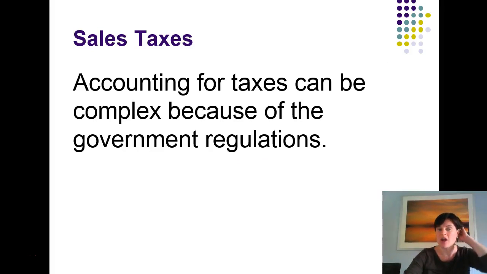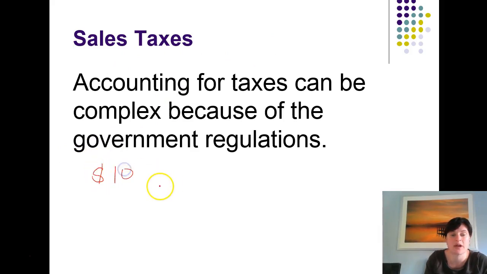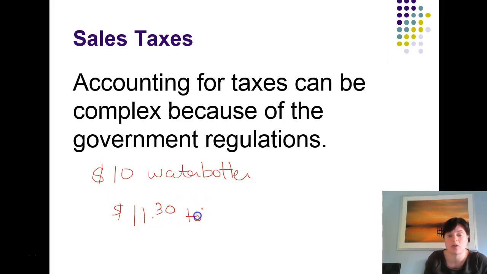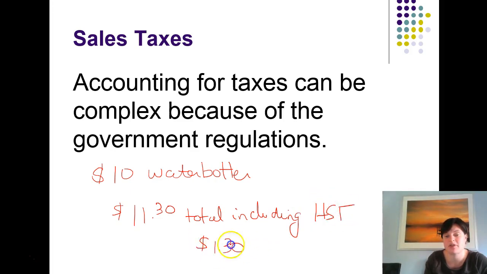So what we're going to be talking about in this course is sales taxes. And these are the taxes that you're probably most familiar with. So when you go to a store and you pay $10 for a new water bottle, okay, are you only going to pay $10? No, you're going to pay $11.30, which is the total including something that we call HST. And the HST amount is $1.30.